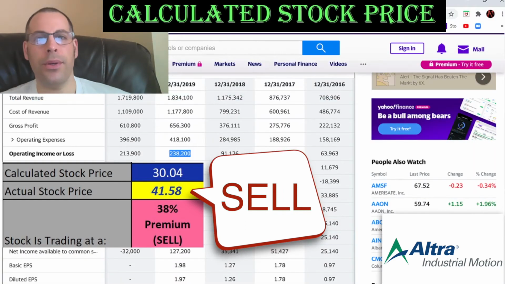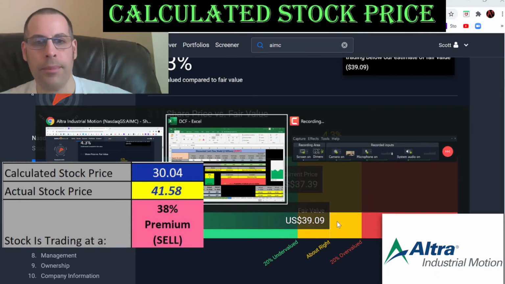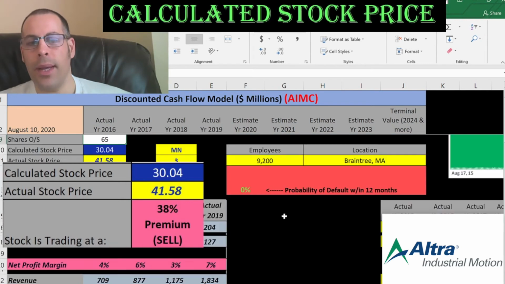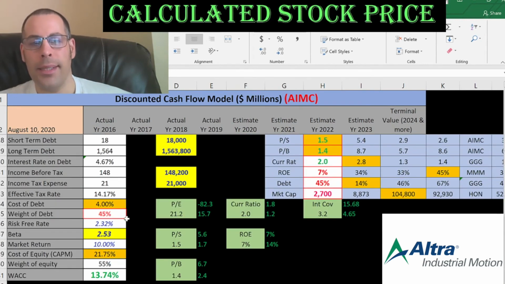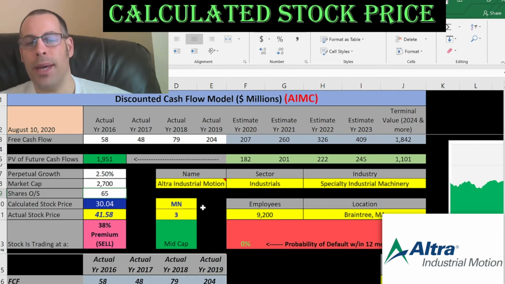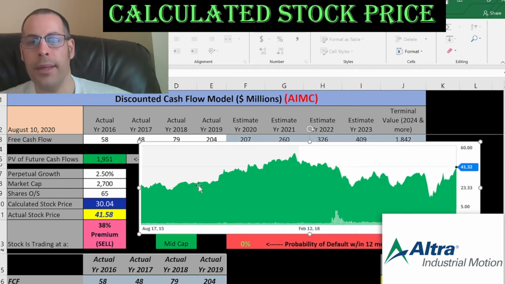Let's see what Simply Wall Street says. They're saying $39, so they're a lot higher than me. My model is a little more aggressive because I take into account how much debt a company has and I reduce their future cash flows based on the debt. So maybe that's why my number is lower than theirs. Looks like the stock was trading in the mid-50s a couple years ago, but it's been up and down. That's why there's such a high beta.